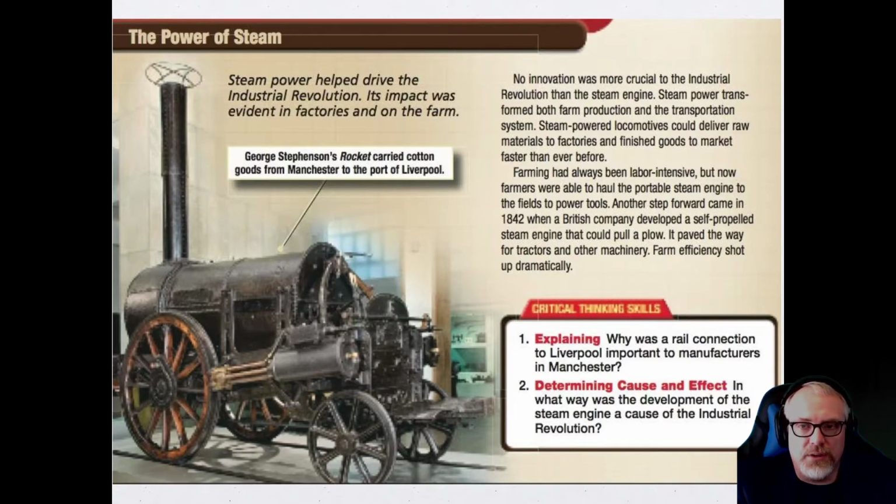And then farming had always been labor intensive, but now farmers were able to haul the portable steam engines to the fields to power their tools. And another step forward came in 1842 when a British company developed a self-propelled steam engine that could pull a plow, so it's a tractor. And it paved the way for tractors and other machinery. So farm efficiency shot up dramatically. So this begins in about 1842.